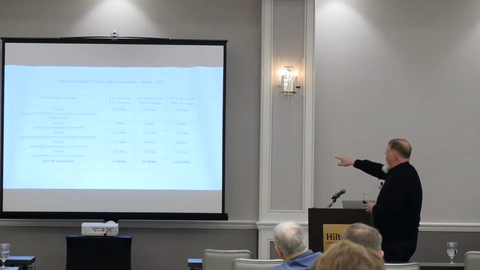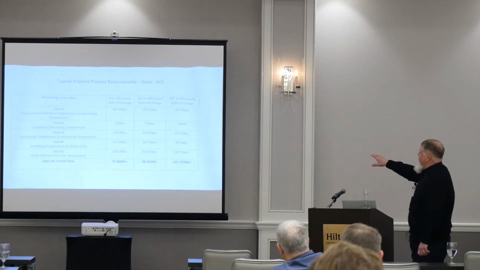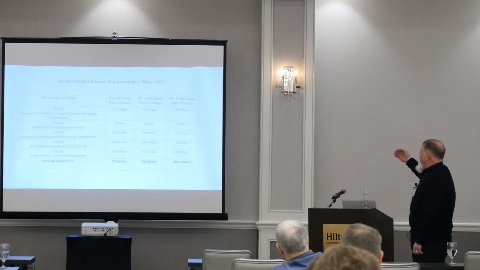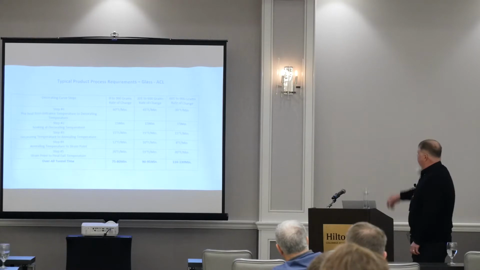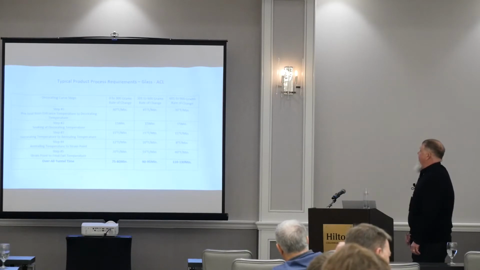step 4, where we're going from annealing to strain point. These are the critical rates for re-annealing the glass. And again, it follows the same suit. The lighter weight ware, you can cool at a higher rate between annealing and strain point, and as you move across, that cooling rate drops down as the weight of the glass goes up.